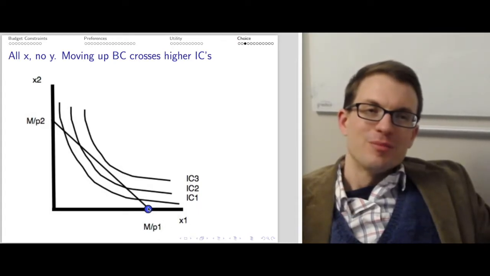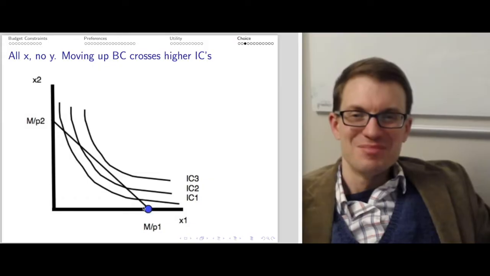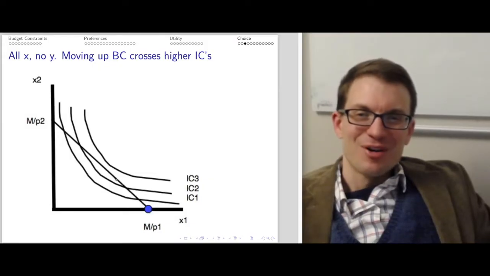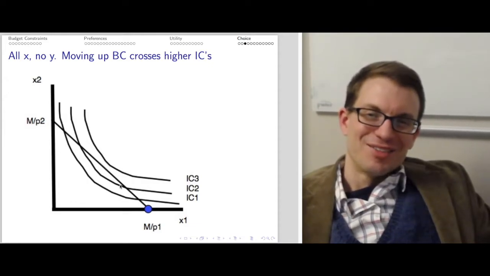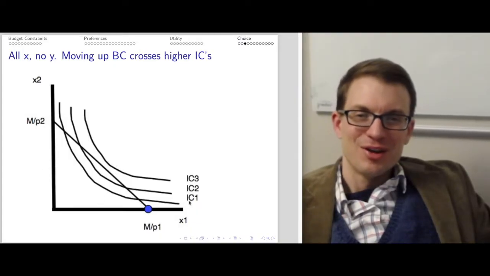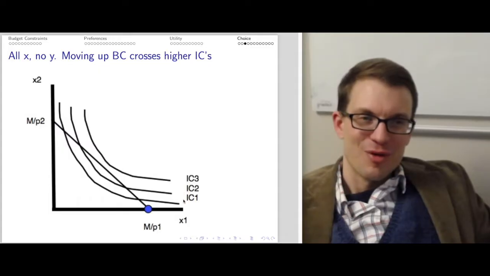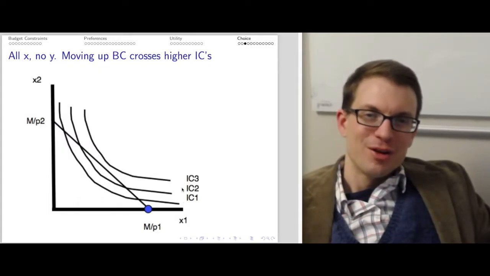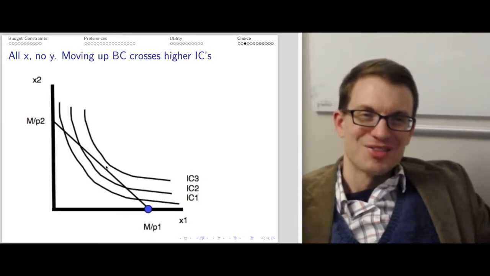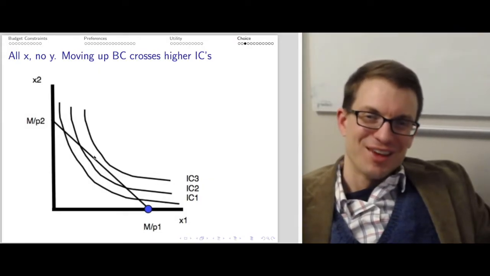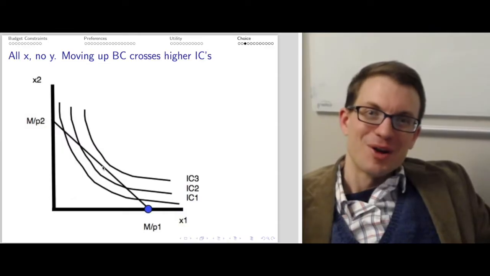If I exhaust my budget on good 1, if I move up my budget line, I'm crossing increasing indifference curves, right? And actually, I haven't drawn the best indifference curve, right? So I can do better. Better indifference curves lie to the northeast. So indifference curve 2 is better than indifference curve 1. Indifference curve 3 is better than indifference curve 2. But I can't afford anything on indifference curve 3. So I should have drawn something like indifference curve 2.6 probably, right?